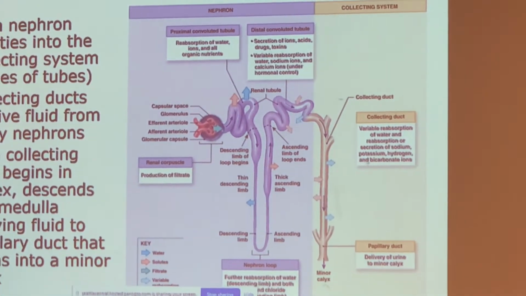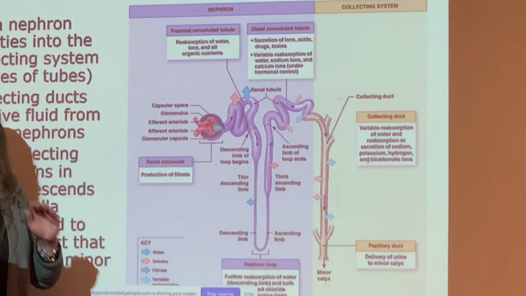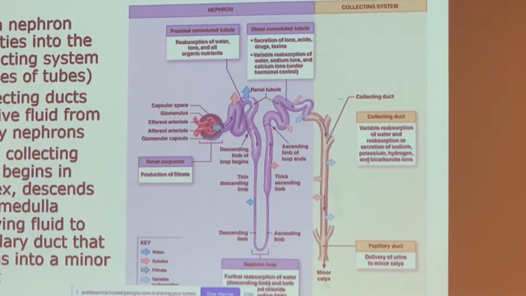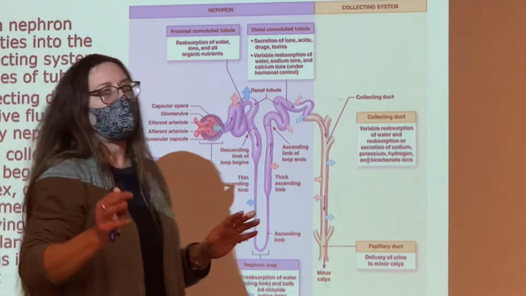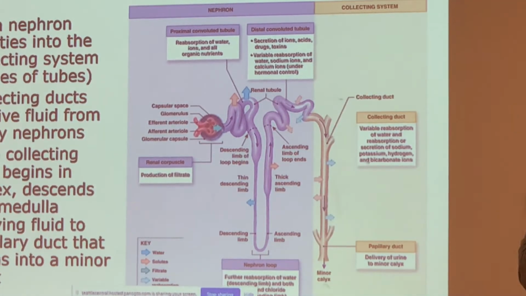So we'll see where we do that in a minute. But as soon as that filtrate leaves the collecting duct, we cannot manipulate it anymore, and that's why at that point it is urine. Once it's urine, we can't do anything with it. We can't add to it, we can't take anything from that urine.